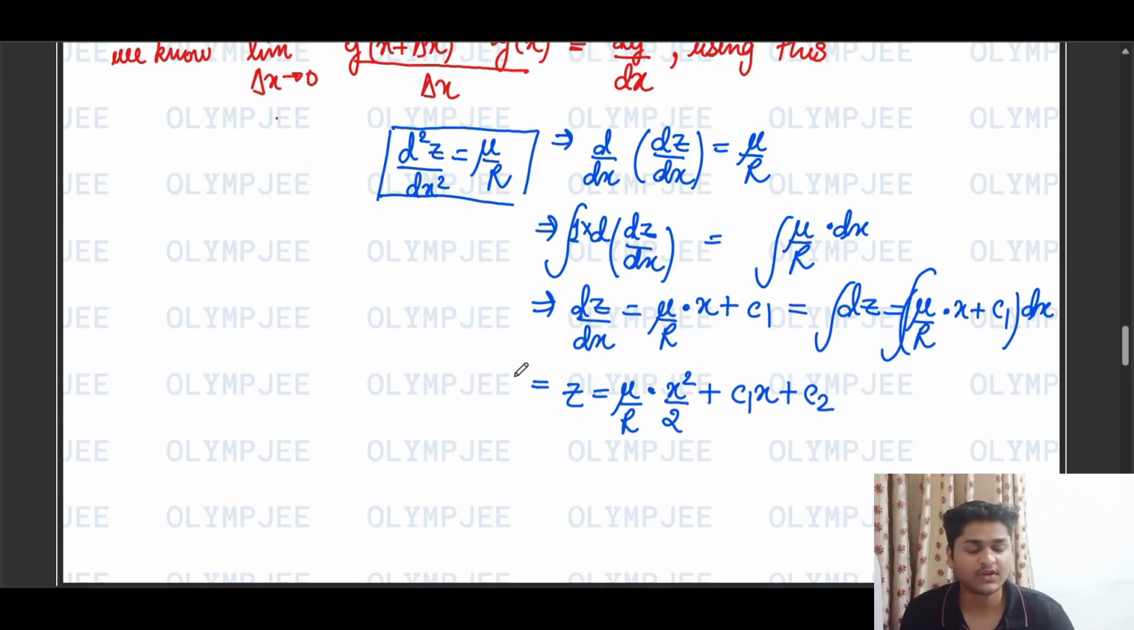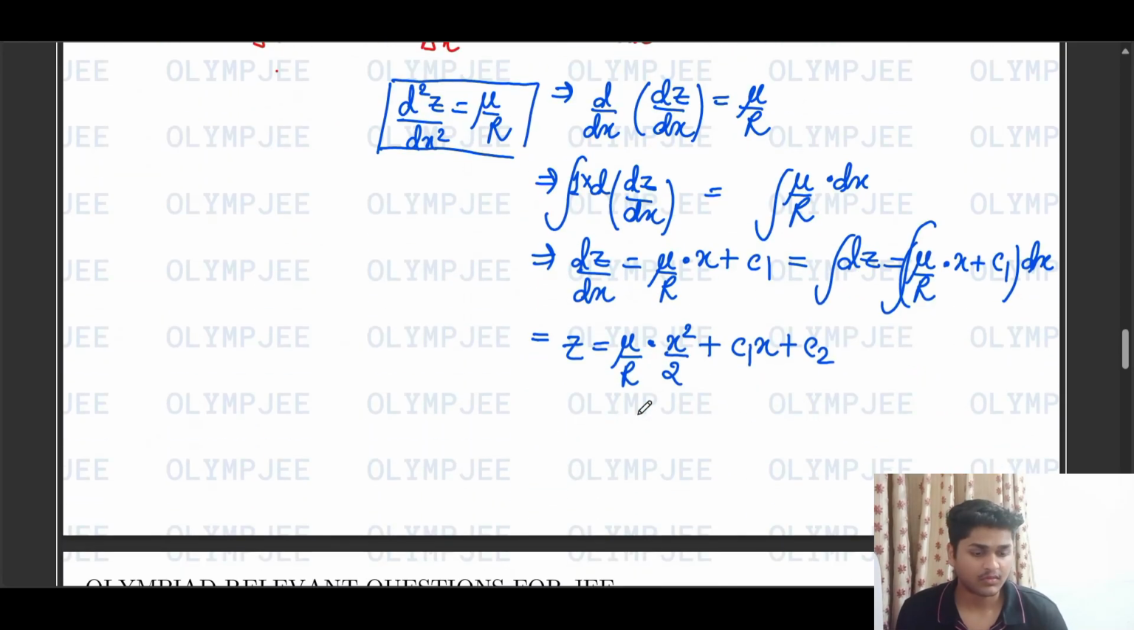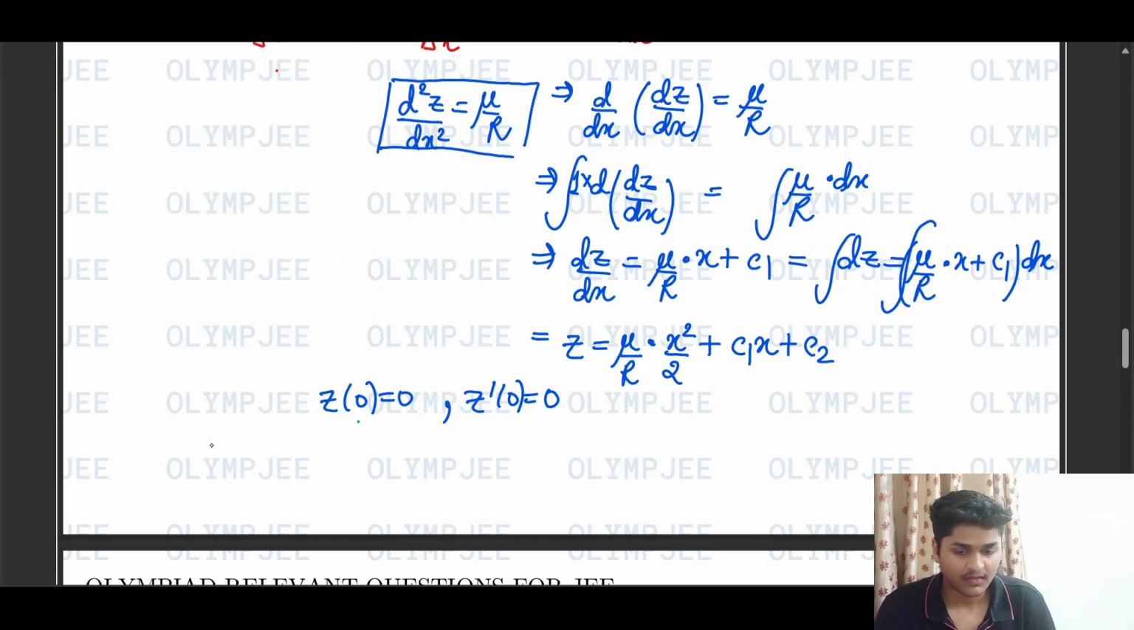Okay, and now we need to remove the constants. So we need to find some constraints. The origin is here, so that means that at x is equal to 0, z is also equal to 0, and the tangent makes an angle of 0 degrees with the x-axis, so tan theta will be 0. So the slope is 0, which gives us that z dash at 0 is 0. So applying the constraints, from here we will find out that 0 is equal to 0 plus 0 plus c2. So c2 is equal to 0.